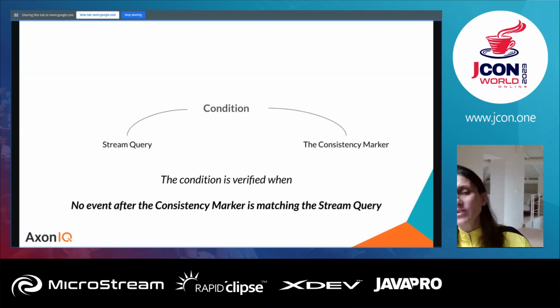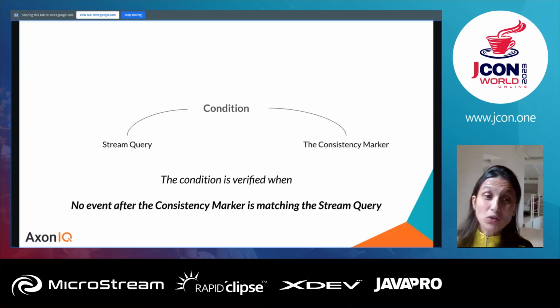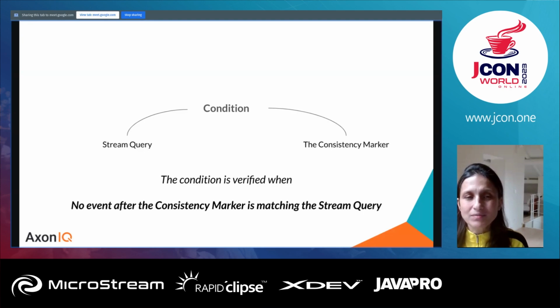When the condition is verified, you have the guarantee that the decision block made its decision on the basis of the most up-to-date data. And when the condition is not verified, it means that there are events that could affect the decision and the message handler was not aware of.